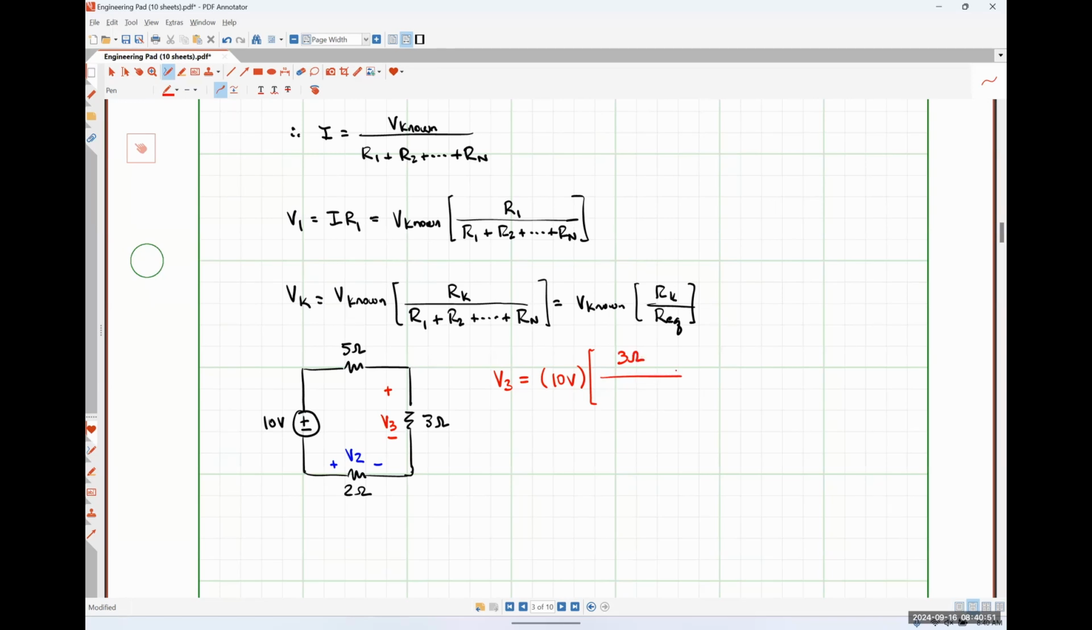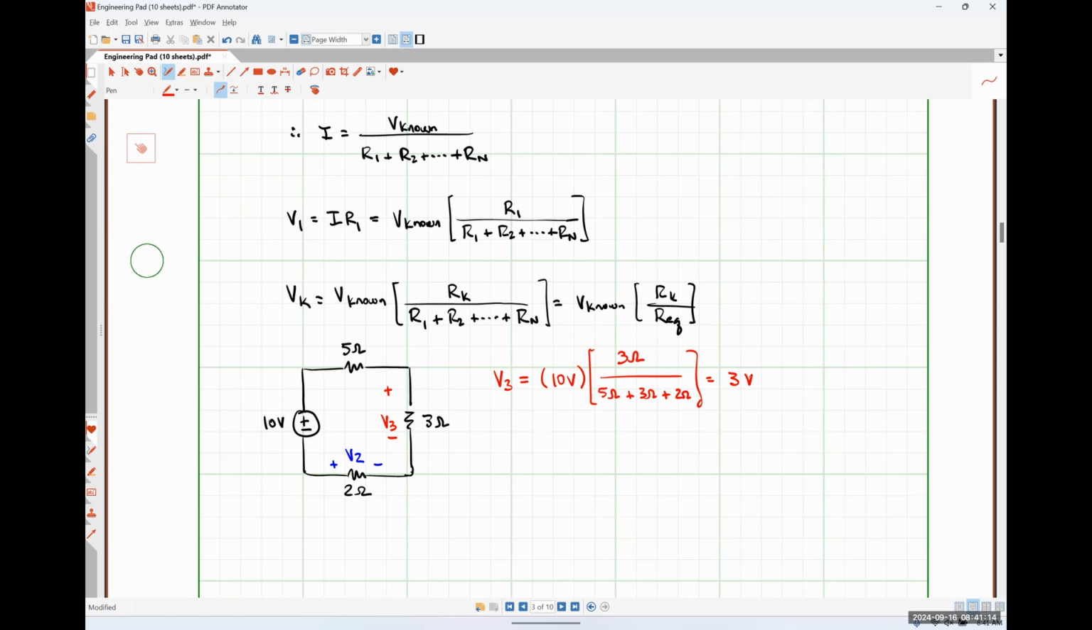What is my total series resistance? 10 ohms. So just to be clear, that's 5 ohms plus 3 ohms plus 2 ohms. So this comes out to be 3 volts. No need to find the current or anything like that. This should kind of make intuitive sense. The voltage is just going to distribute itself.